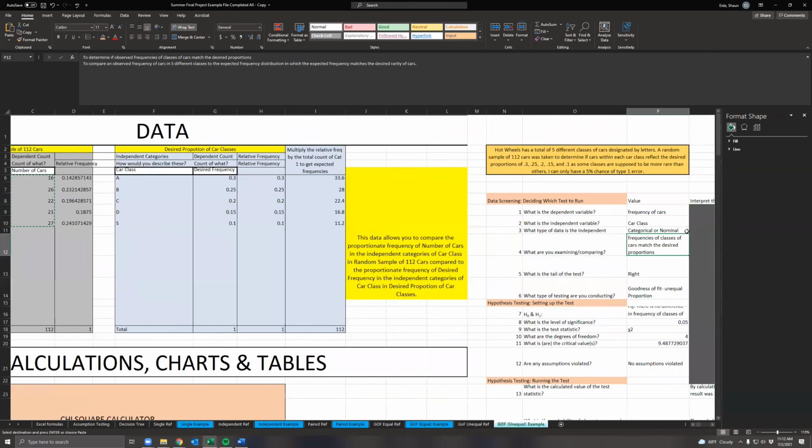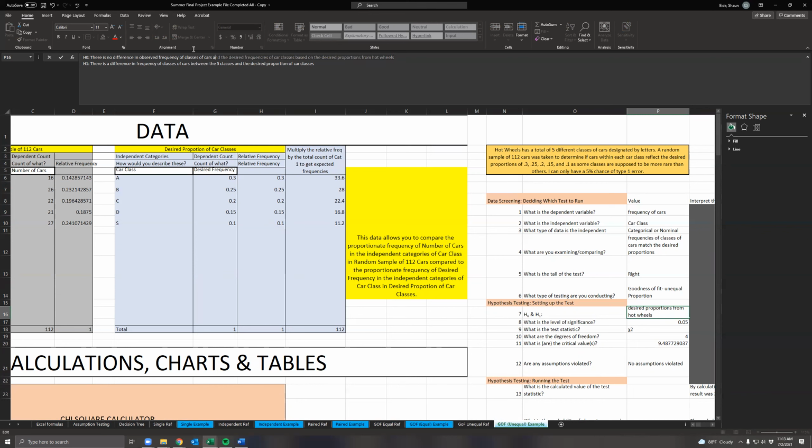Let's see if we can write this a little bit clearer. There is no difference in the observed frequency of classes of cars between the 5 classes and the desired frequencies of car classes based on the desired proportions from Hot Wheels. Okay, there is no difference.